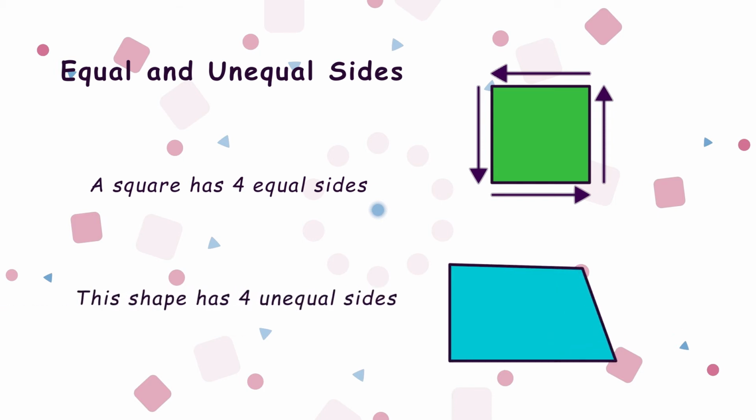Now, this shape has 4 unequal sides. Why? This is because the lengths of the 4 sides of this shape are not equal.